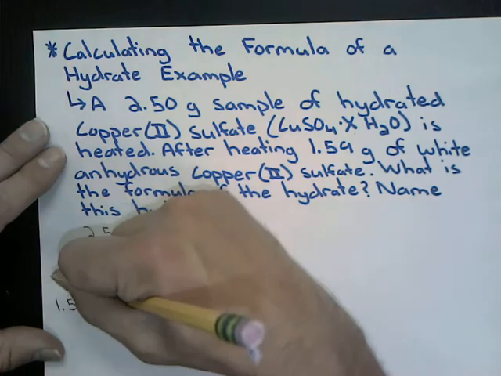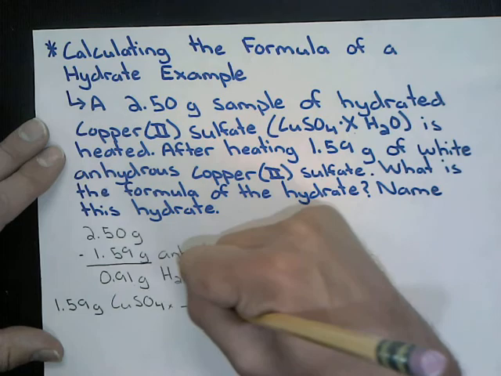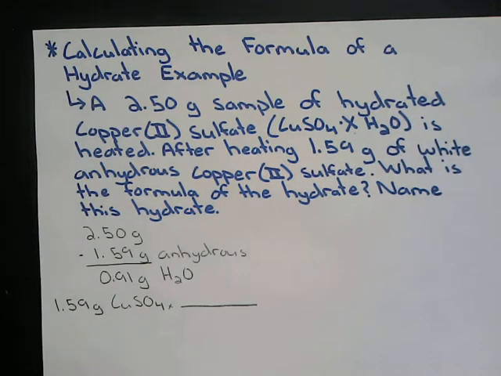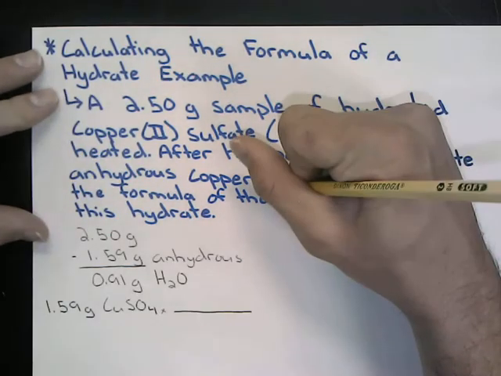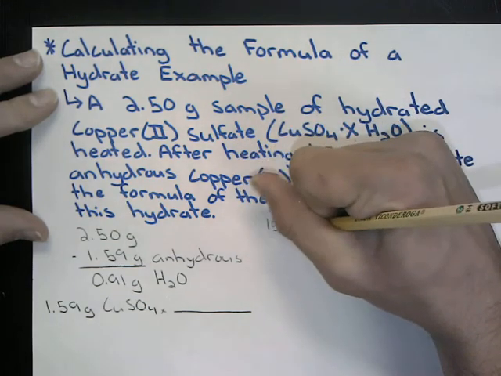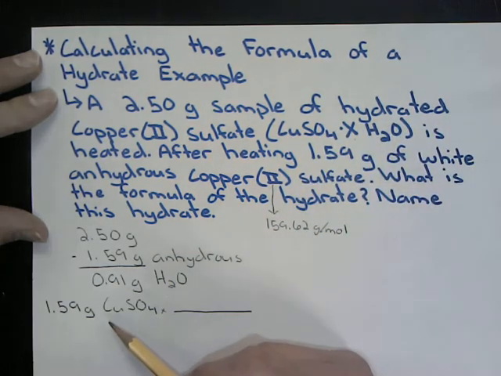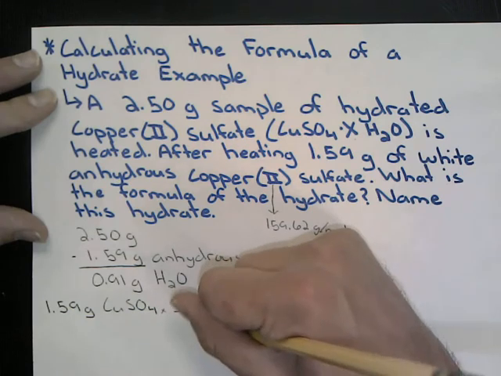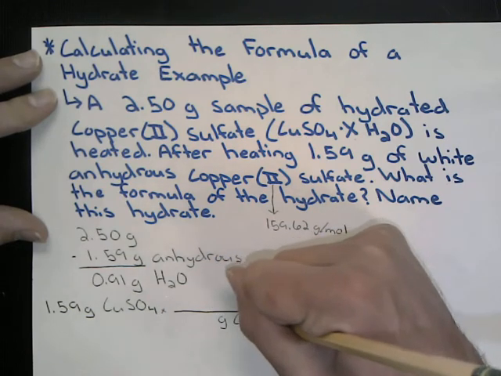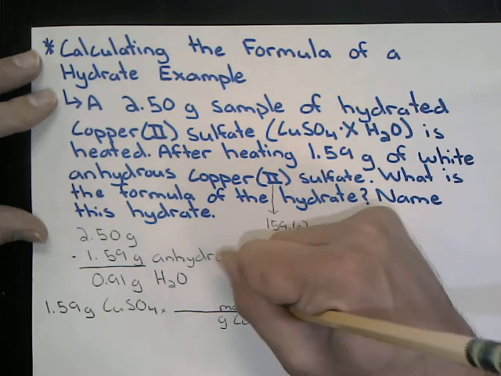1.59 grams of copper 2 sulfate. Okay. Now, to help you out a little bit, I will give you the molar mass of copper 2 sulfate. So the molar mass of copper 2 sulfate is 159.62 grams per mole. Now, we already have grams, so we need to cancel grams of copper 2 sulfate on the bottom, and we're trying to convert to moles of copper 2 sulfate.